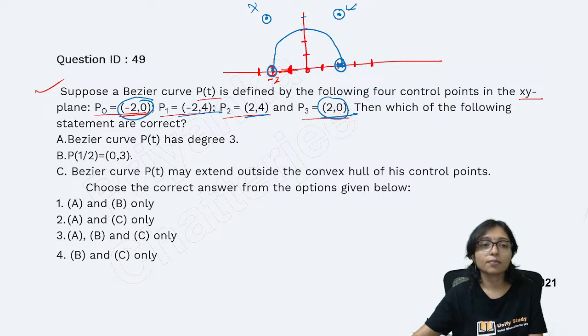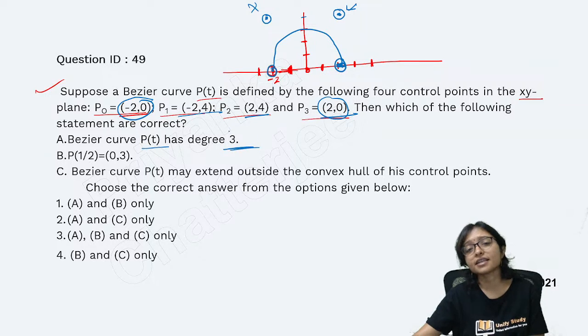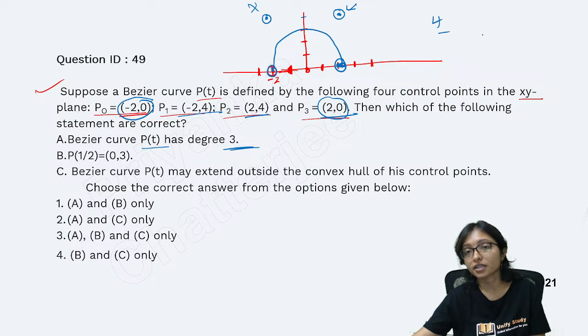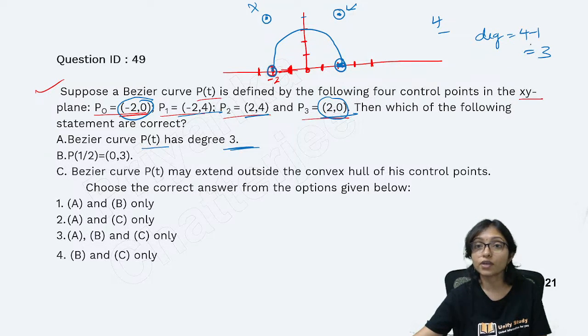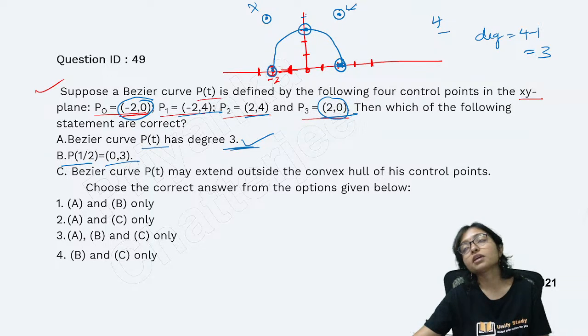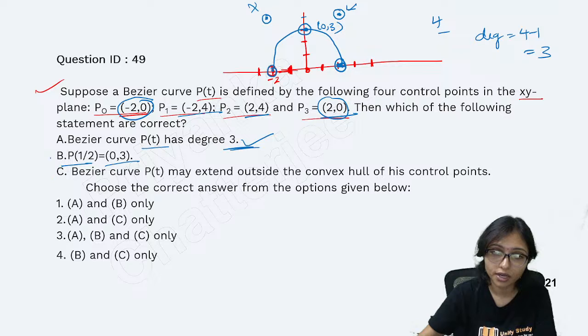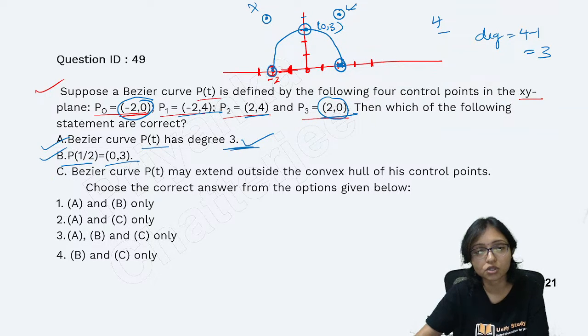Now it is asking whether the Bezier curve P(t) has degree 3. Yes, because when there are 4 control points, the degree is 4 minus 1, that is 3. Degree is always the total number of control points minus 1. So that is correct. P(half) equals 0.3: yes, half of the curve goes through this line, and this point is actually the 0.3 point. That is also correct.